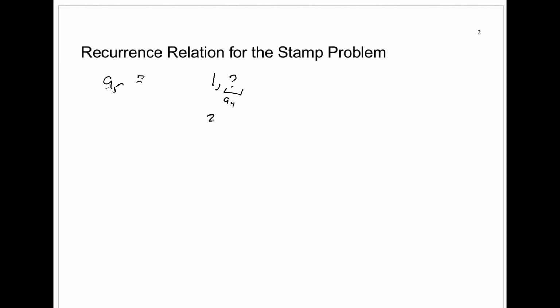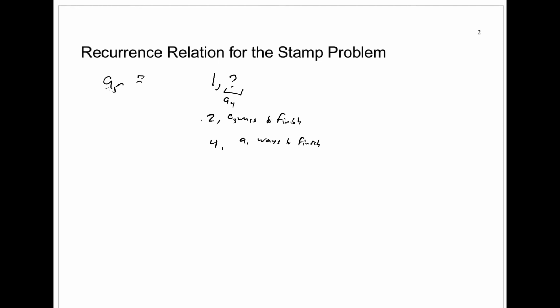What if I started with a 2? Well, then I need 3 more cents. So I'd have A3 ways to finish it. What if I started with a 4? Well, then I need 1 more cent, and I'll have only A1 ways to finish. And of course, that's only 1 because I would have to just put a 1 there.